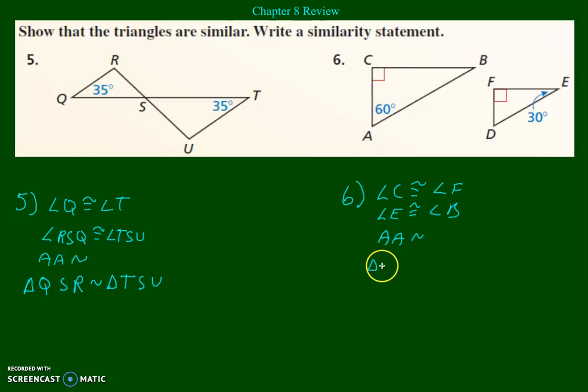For the similarity statement, I'll start with the right angle. So triangle C, and we'll go this direction to the 30-degree angle. B, A is similar to triangle, start at the right angle. F, go to the 30-degree angle. E, and then D. And there you have it. Let's do another problem.